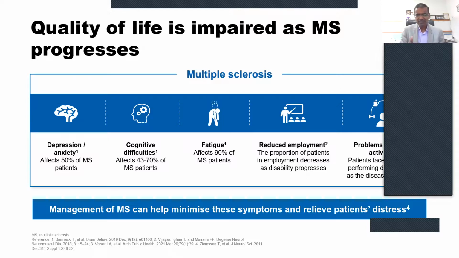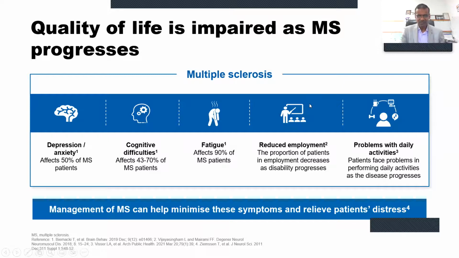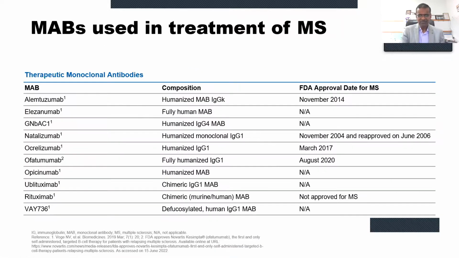As early as the second or third year of illness, employment is about 10 or 12% lower compared to non-MS, and by the time they are 8 to 9 years into the illness, about half the patients may not be gainfully employed, and they have problems performing activities of daily living also. So management of MS can minimize these symptoms and relieve the patient's distress.